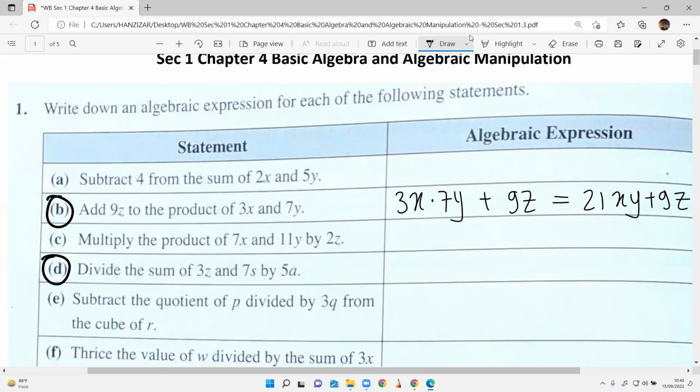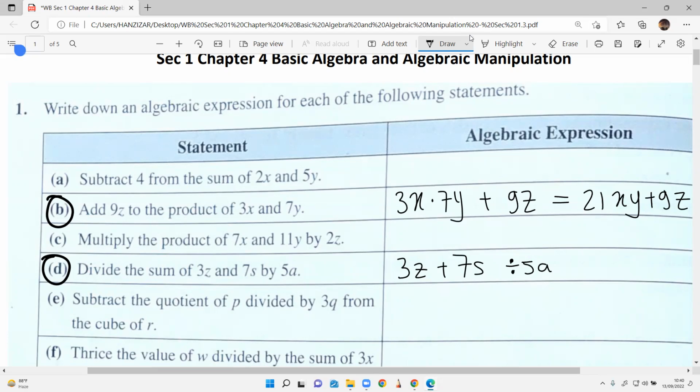Okay. Divide the sum of 3z and 7s by 5a. So you have to add the 3z and 7s first, the sum, right? You cannot add two different variables. And do the bracket, divide by 5a. Why do you have to put the bracket? Because if you don't put the bracket, you will do it wrong.